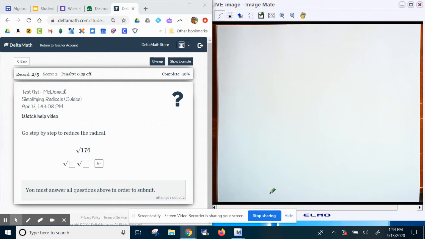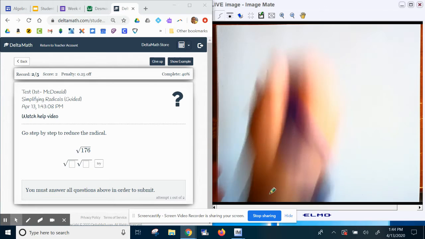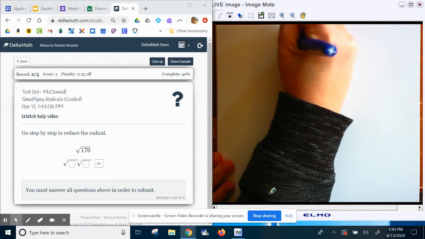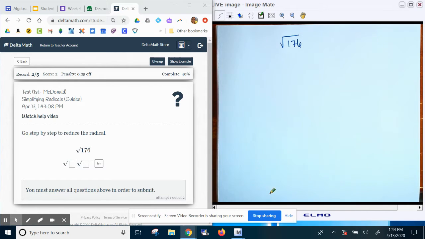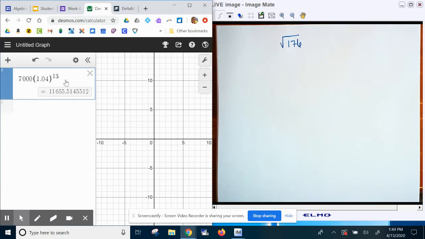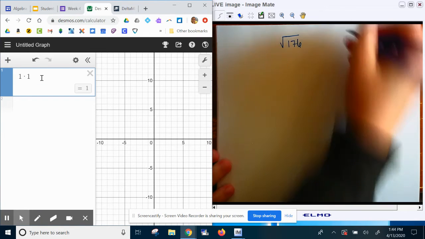Okay, so for this first simplifying radicals problem, we've got the square root of 176. The first thing we've got to do is make a list of our perfect squares. To get the list of perfect squares, we just do 1 times 1 to get the first one, which is 1.